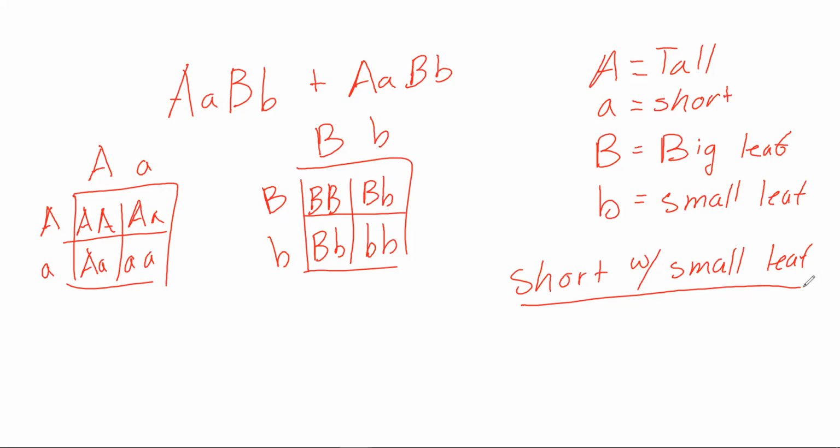All right. Well, I didn't hear anything from anybody, so let's see if any of you agree. In this situation, 1/4 of them are going to be short because lowercase a is what I'm looking for. And 1/4 of these is going to be small leaves. I multiply them together. 1 times 1 equals 1. 4 times 4 is 16. Good job, Casey. You got it right.